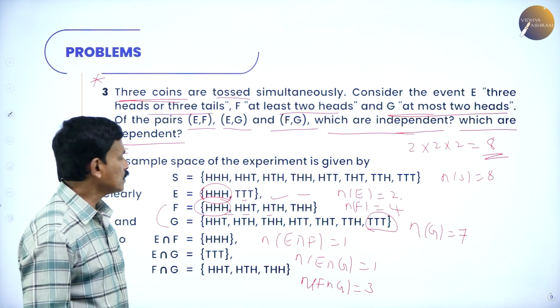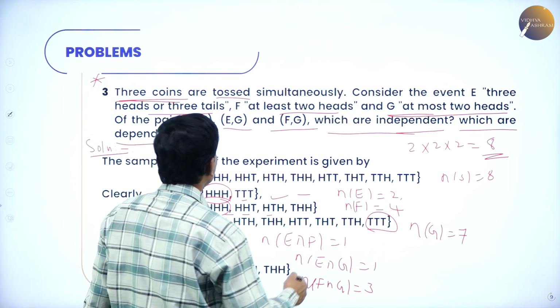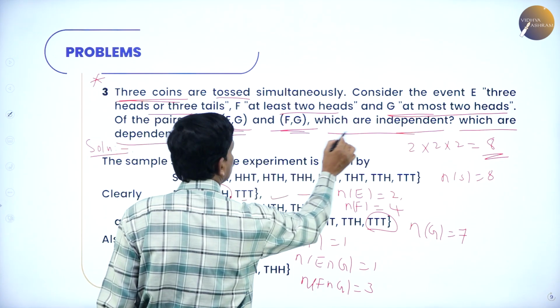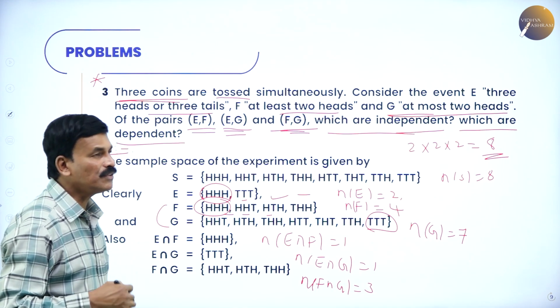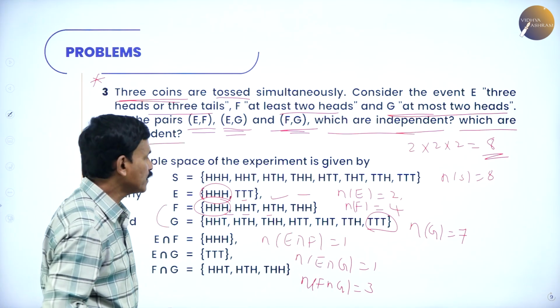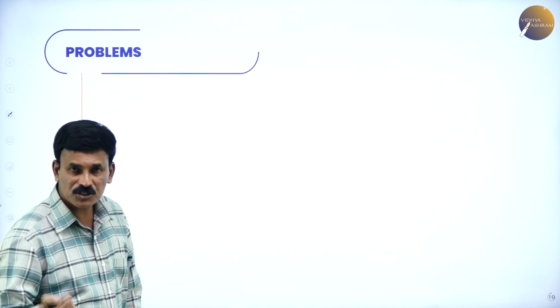Hope you followed. Now, let us verify which of the pairs E and F, E and G, and F and G are independent. Verify whether these three pairs are independent or not. Let us solve one by one.